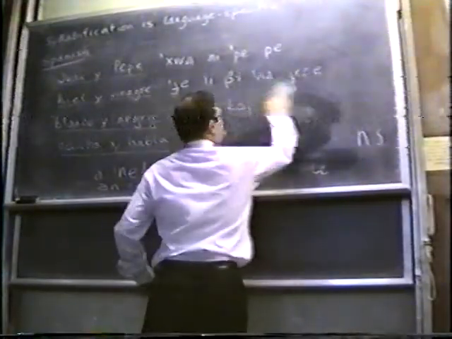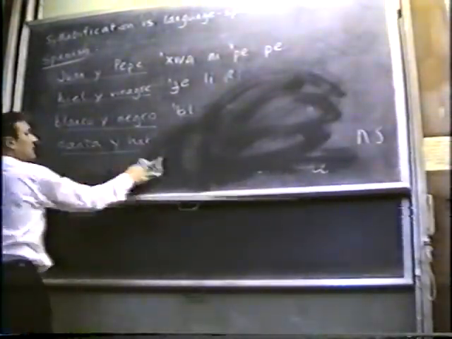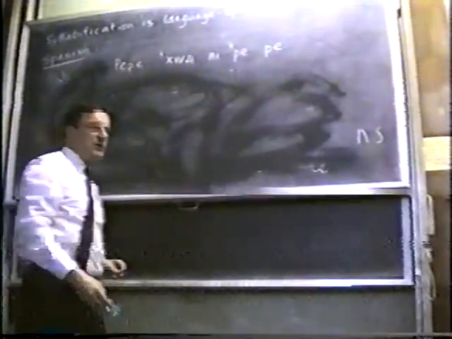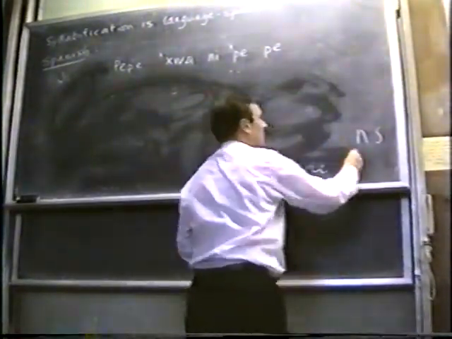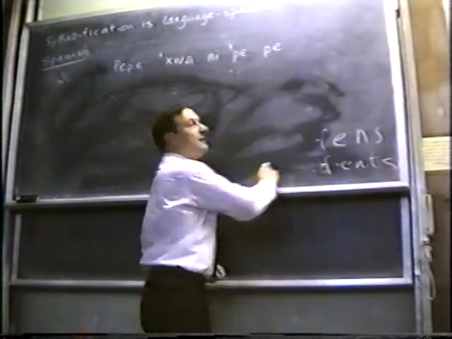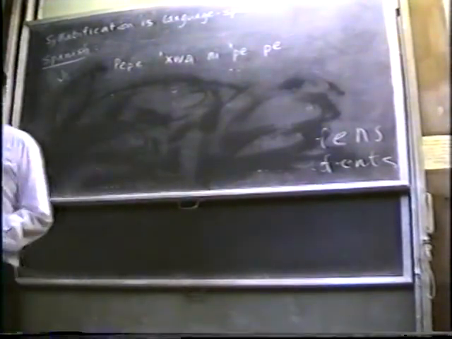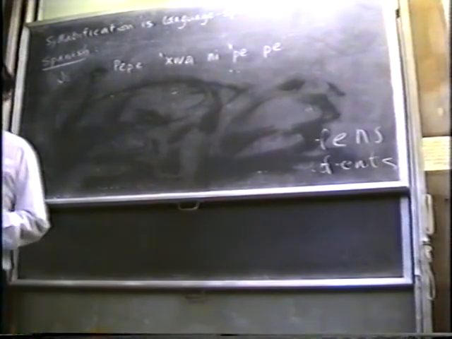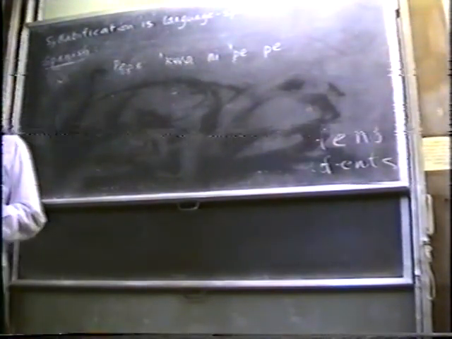Plosive epenthesis. This is a habit that many people have of inserting a plosive between a nasal and a voiceless fricative. Most obviously in NS sequences. So that where I would speak of a fence, many people will pronounce fence with a T. Where I'd go to a dance, many people would go to a dance with a T. Where I'd say conscious, many people would say conscious with a T.